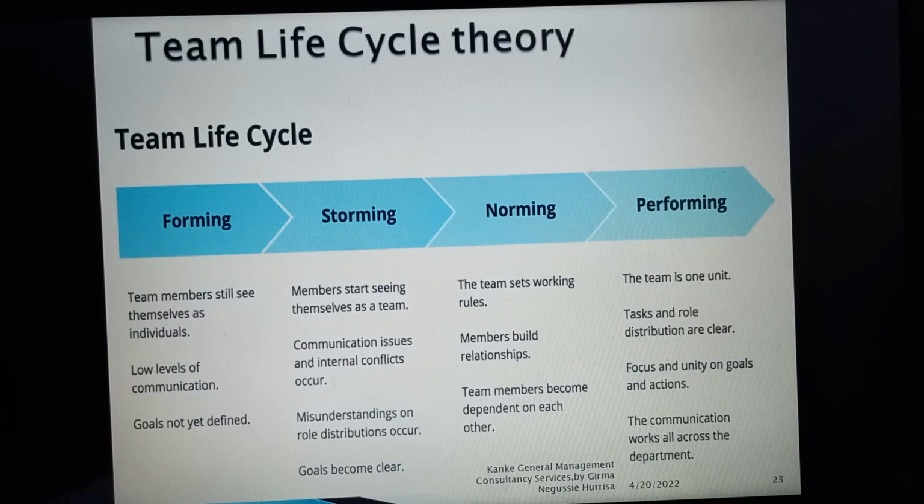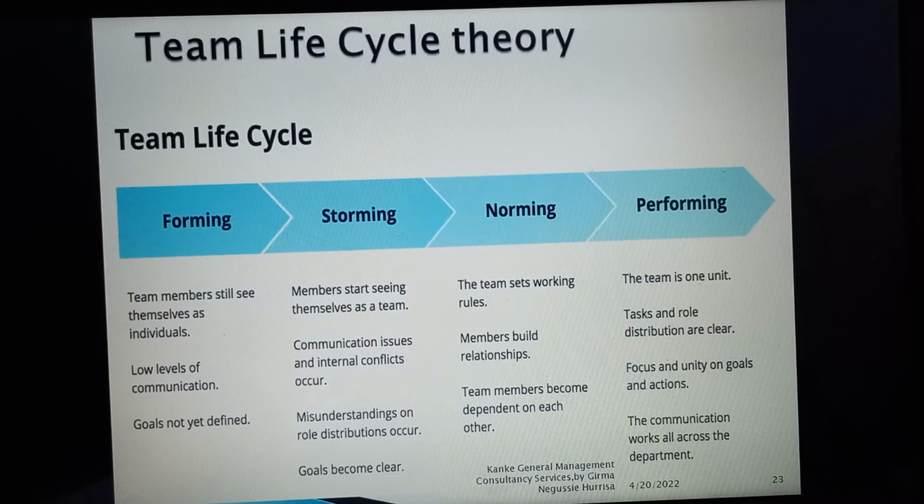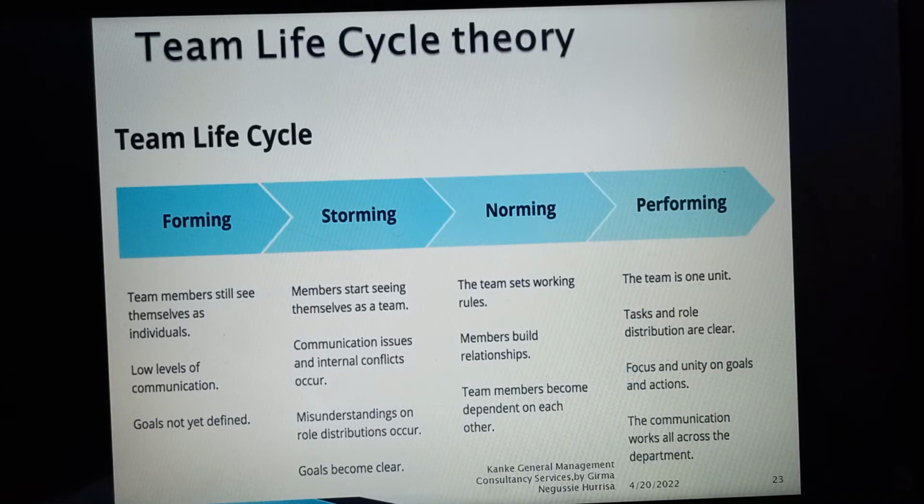The second theory is the team life cycle theory. It is especially associated with how the group, the team, will be formed in the organization, because the change will be brought by the team. Organizational employees or the workforce might be considered as a team. The first stage is the forming stage. In this stage, team members do not consider themselves as members of the group. Rather, they consider themselves as individuals, with little communication between them and no common goals identified.